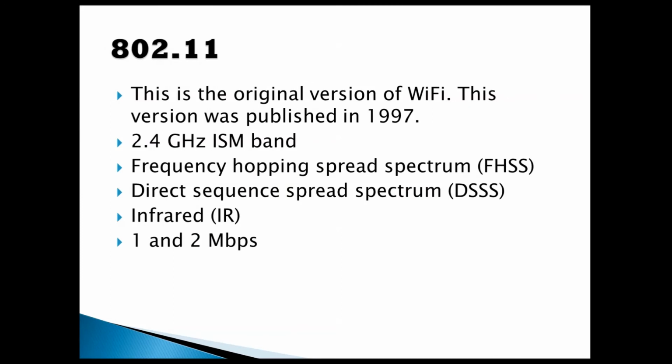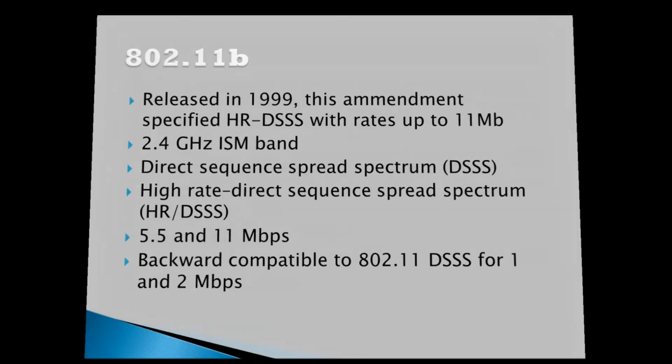802.11. This is the original version of Wi-Fi. This version was published in 1997. This standard operates in the 2.4 GHz ISM band and used frequency hopping spread spectrum and also direct sequence spread spectrum modulation and operated at a data rate of 1 or 2 megabits per second.